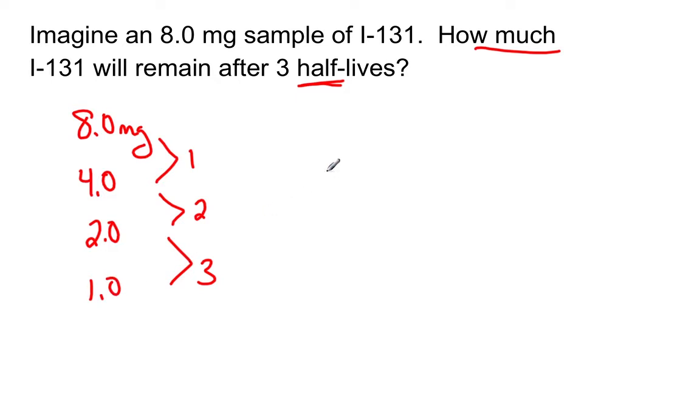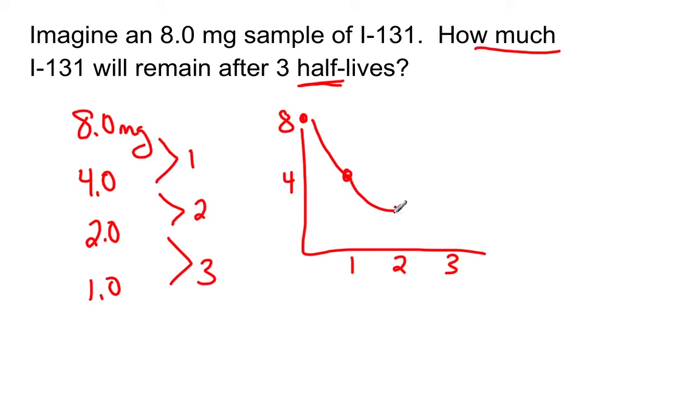Now you have 1. So if you were to draw a curve here, 1, 2, 3 half-lives, you go from 8 at the top down to 4, and then cut it in half. Now you're down to 2, and then cut it in half, and now you're down to 1. So that's what your curve would look like, and this is what your numbers would look like. 8 down to 4, down to 2, down to 1. 1 milligram is going to be left. How much? 1.